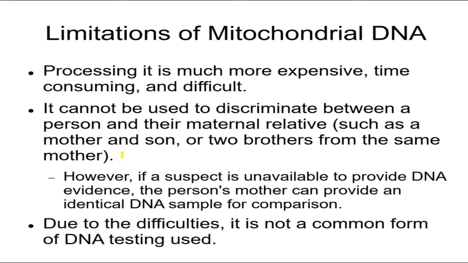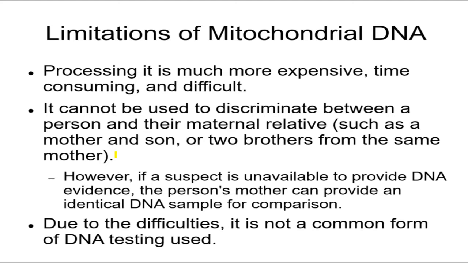DNA evidence from the hair and get DNA from the person's mother, which would be identical. So from this, we can say if these two are identical, the crime scene hair DNA and the mother's DNA, then we know that the person at the crime scene was either the mother or the son, or some maternal relative.